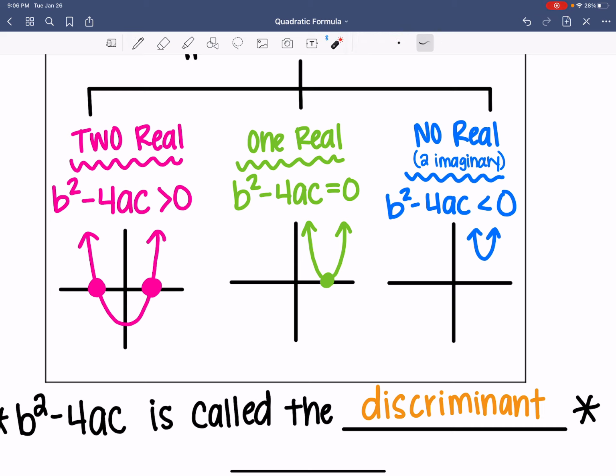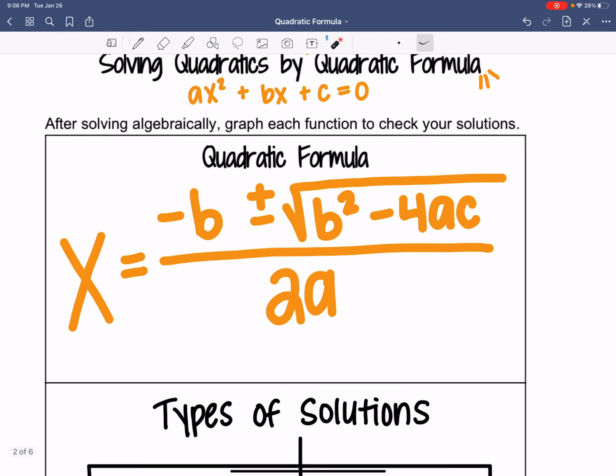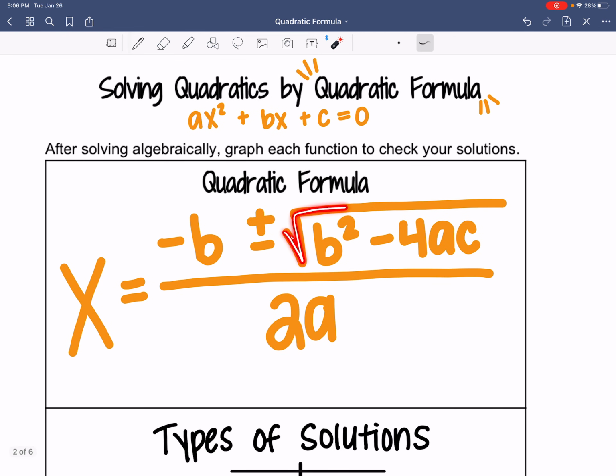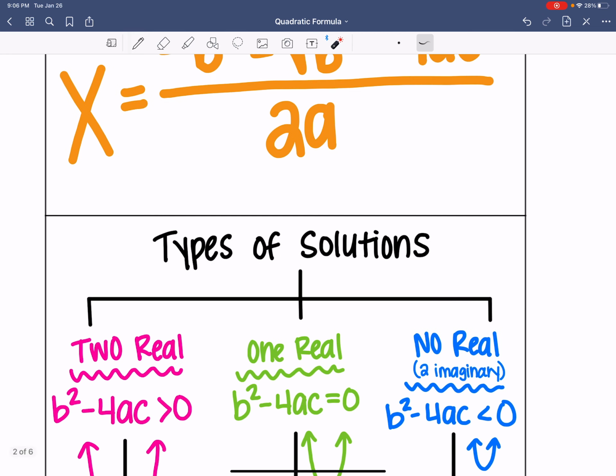Now, if you have one real solution, which is a possibility, that means that your graph only touches the x-axis one time. And in that case, your discriminant, b squared minus 4ac, the stuff underneath the radical, is equal to 0. So let's think about that really quickly. The square root of 0 is just 0. So plus or minus 0 doesn't change anything. That just cancels out and you're left with just simplifying this information. So that only leaves you with one answer.